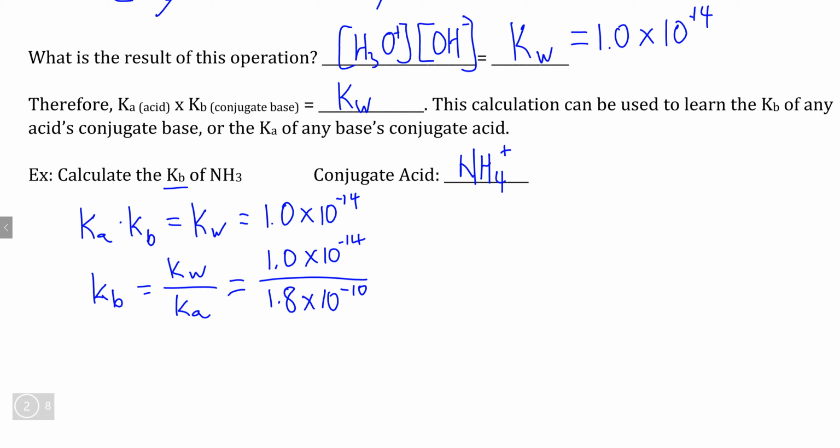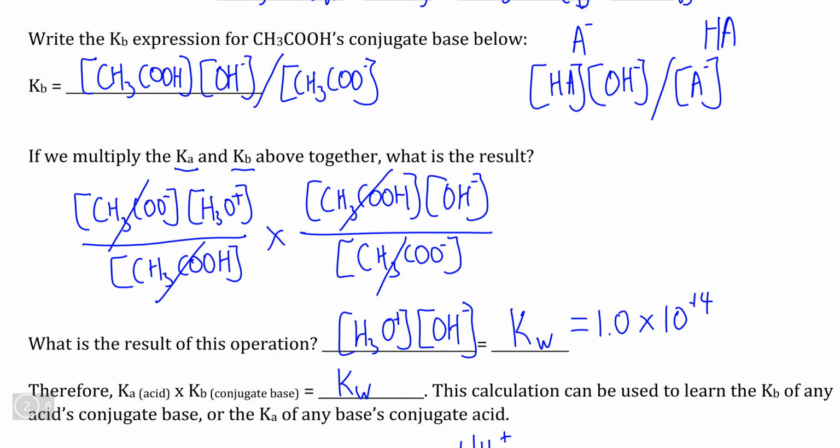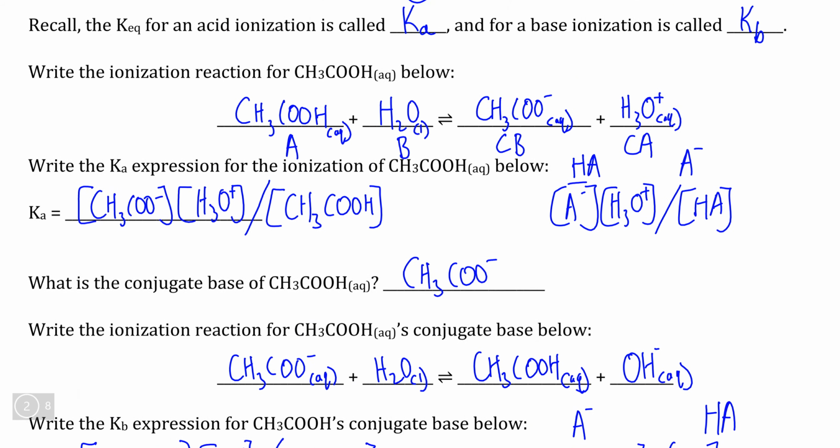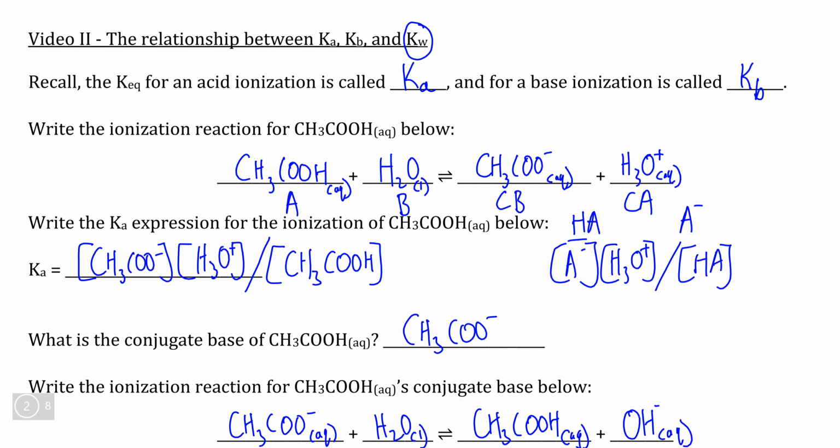But using this, it allows us to find the Kb of a base, assuming that we know the Ka value of an acid. And if we know the Ka and Kb values of acids and bases, it allows us to actually do equilibrium calculations, which is the topic of the next series of videos.